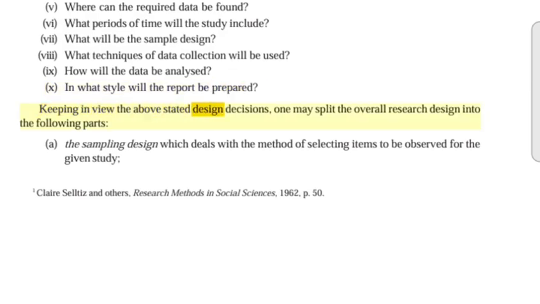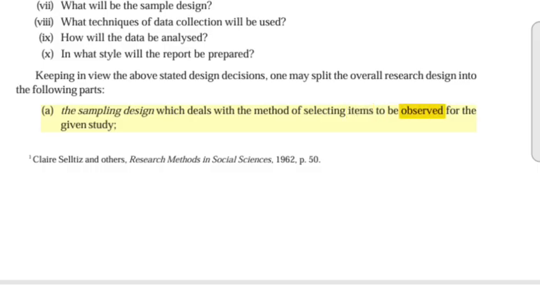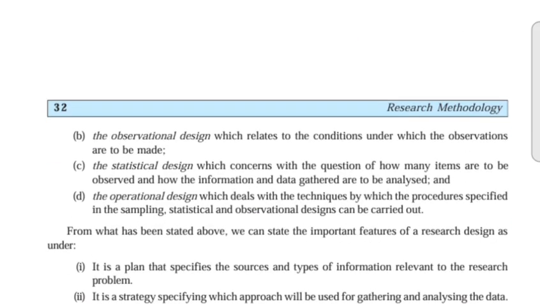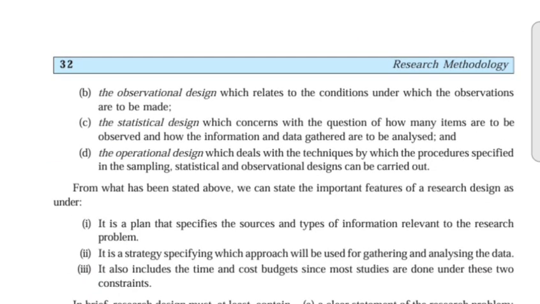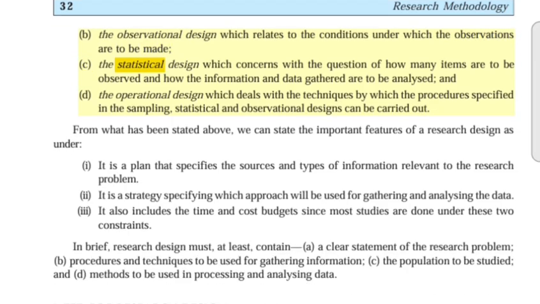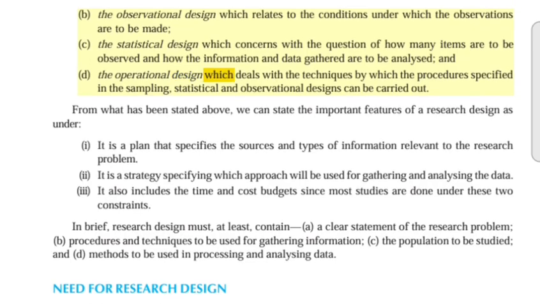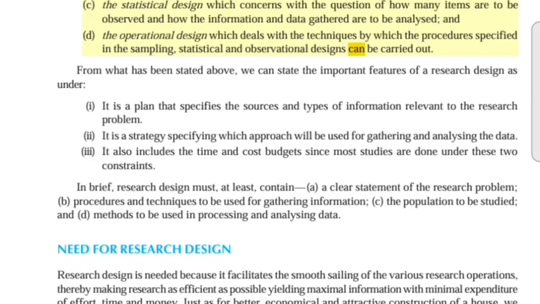Keeping in view the above stated design decisions, one may split the overall research design into the following parts. A. The sampling design, which deals with the method of selecting items to be observed for the given study. B. The observational design, which relates to the conditions under which the observations are to be made. C. The statistical design, which concerns the question of how many items are to be observed and how the information and data gathered are to be analyzed. And D. The operational design, which deals with the techniques by which the procedures specified in the sampling, statistical and observational designs can be carried out.